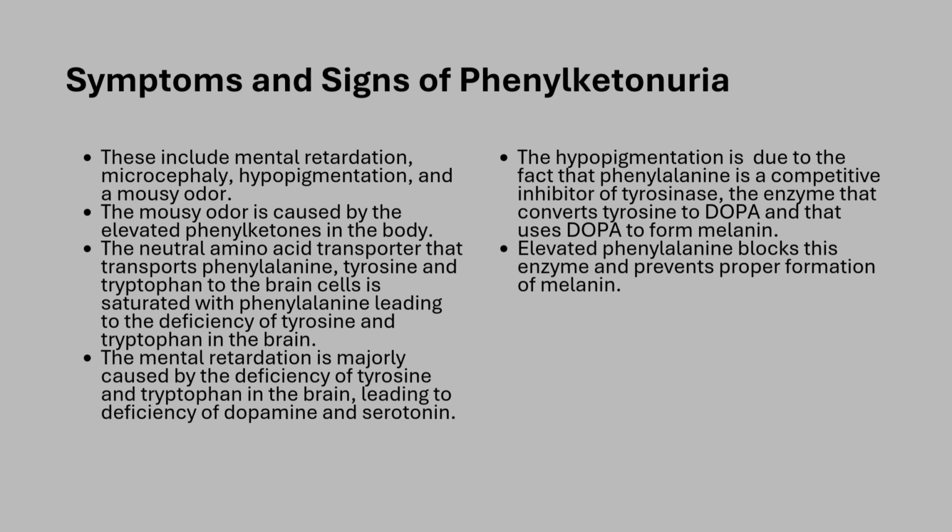dopamine and serotonin. The hypopigmentation is due to the fact that phenylalanine is a competitive inhibitor of tyrosinase, the enzyme that converts tyrosine to dopa and that uses dopa to form melanin. Elevated phenylalanine blocks this enzyme and prevents proper formation of melanin.